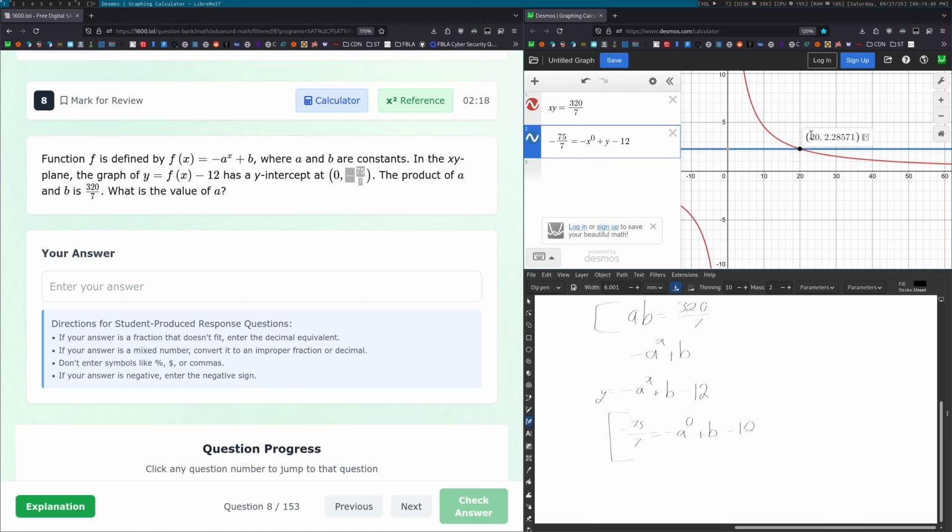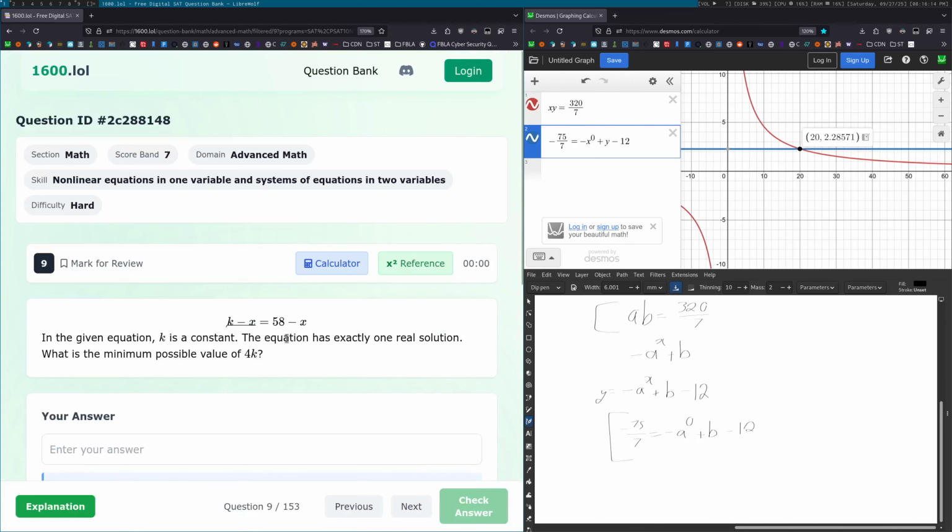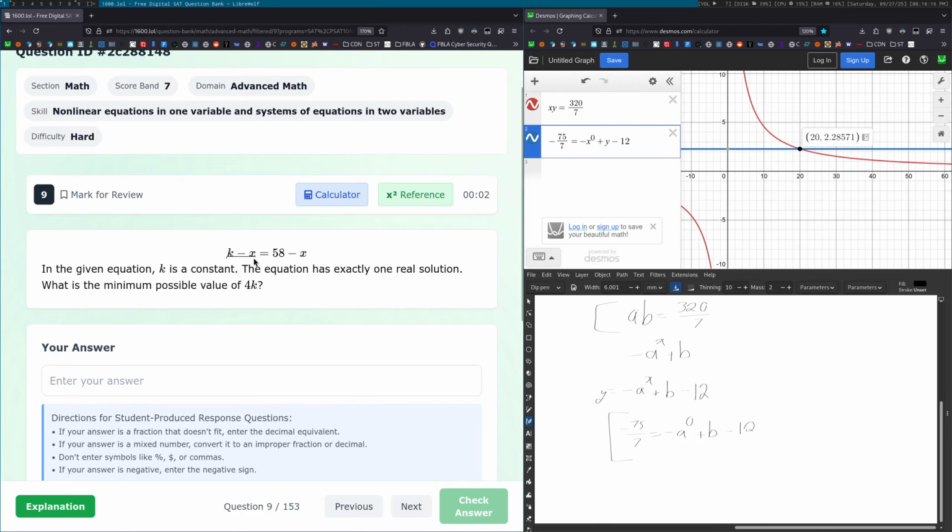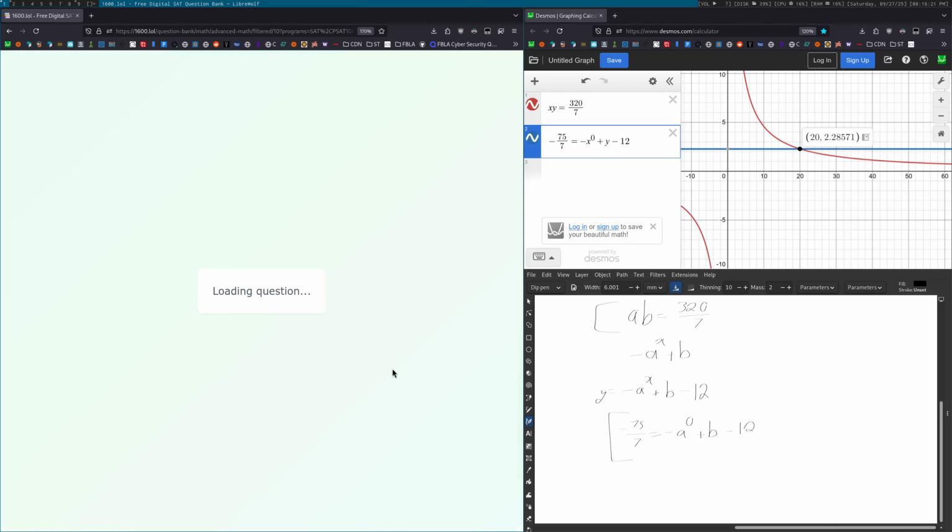Okay, and thankfully they're asking me for the value of a because this is pretty long. So 20 and correct. Okay, sadly this one also looks like it got messed up along the way.